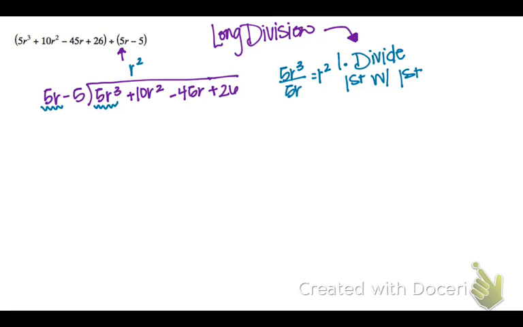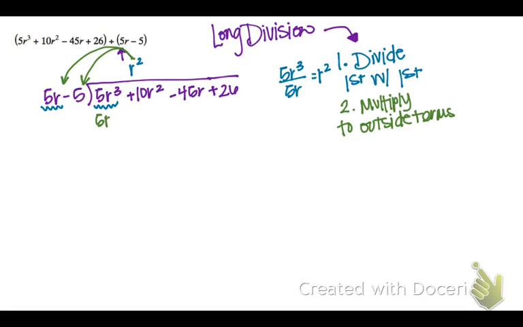The second step here is to multiply. And you just multiply to whatever is on the outside. So multiply to the outside terms. So if there's 3 terms out there, you multiply to all 3. In this case, there's only 2, so we're going to multiply to these 2 terms. So r squared times 5r is 5r cubed. And then r squared times negative 5 is negative 5r squared.